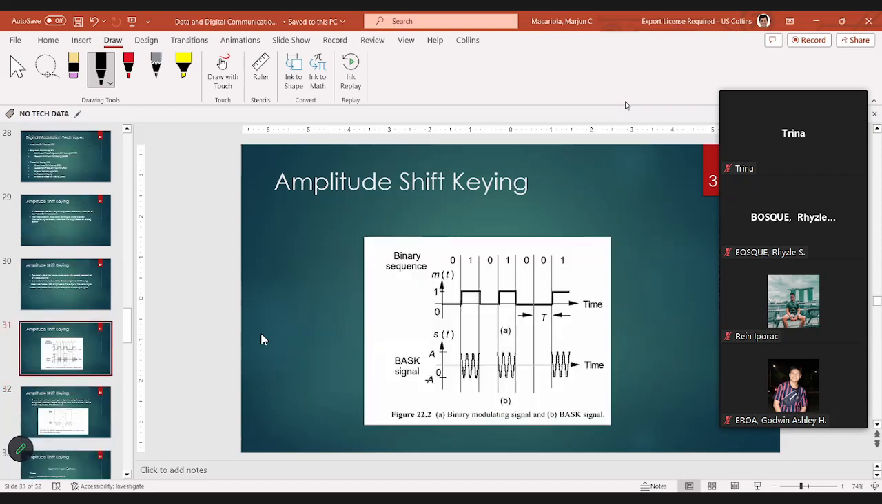So kung titingnan niyo yung example natin, again, this is a modulation technique wherein the binary signal is being converted into an analog signal. As you can see, these are binary inputs, in terms of binary sequence. Then the output is analog, which is continuous. So ito yung meant by continuous. Kaya siya itinawag na continuous wave.